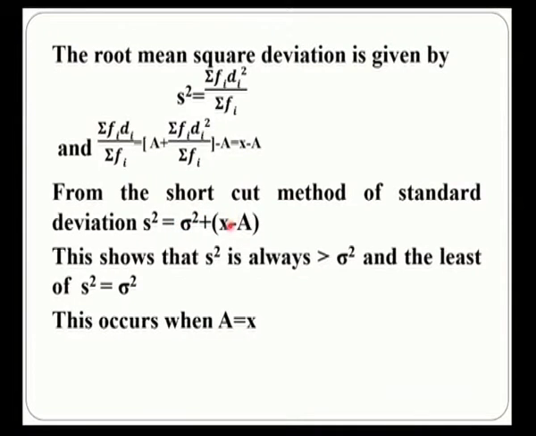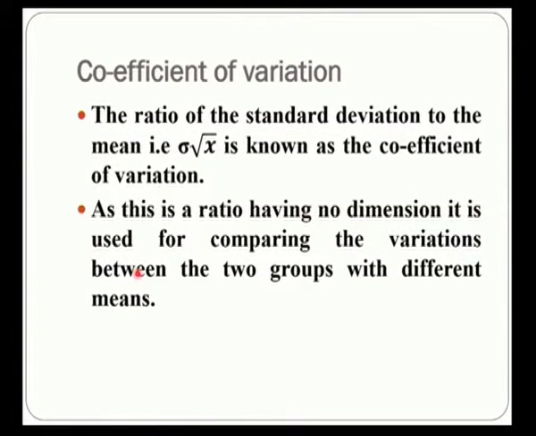That means if x bar minus a is equal to 0, S square is equal to sigma square, that is the least value for this root mean square deviation. This least value will come when the mean is assumed as the origin. Suppose some other origin is assumed, then this root mean square deviation will always be greater than the variance. That is the observation from this root mean square deviation.